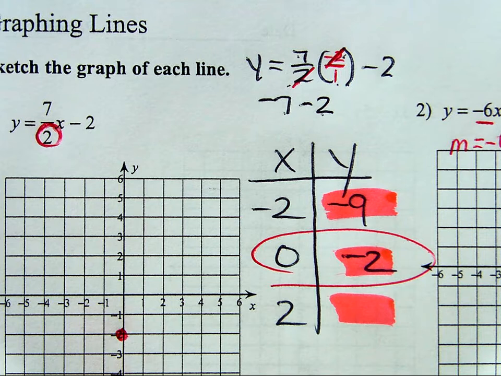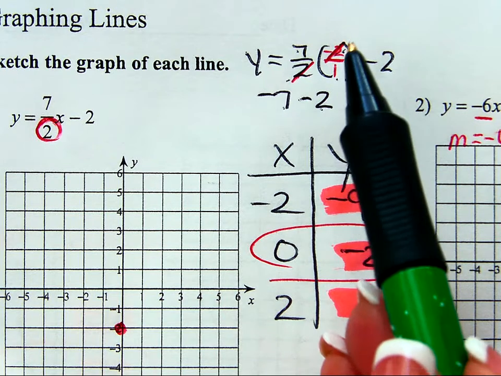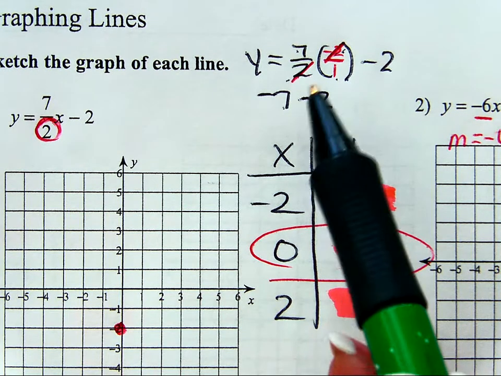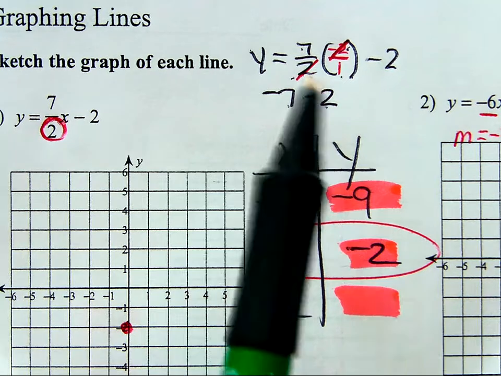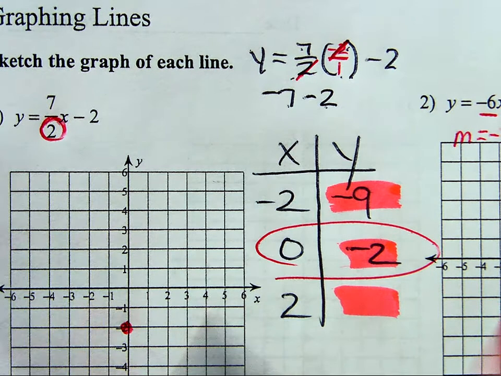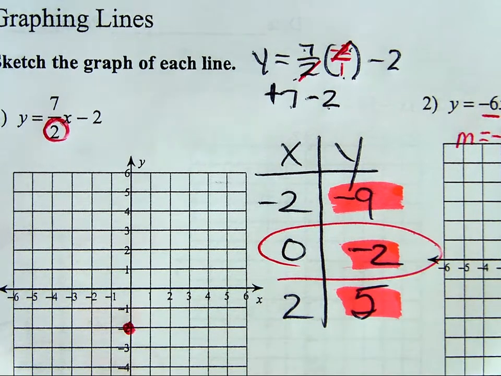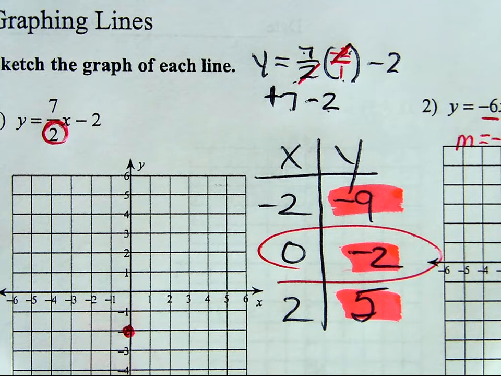And I got one more to do. Let's go back up and use this problem. I already know what 7/2 times negative 2 is. What's 7/2 times positive 2? What's positive times positive? Not negative 7, but positive 7. And now what's 7 minus 2? 5. All I have to do is plot these 2 points, make sure it lines up, and then we have made a table of values.